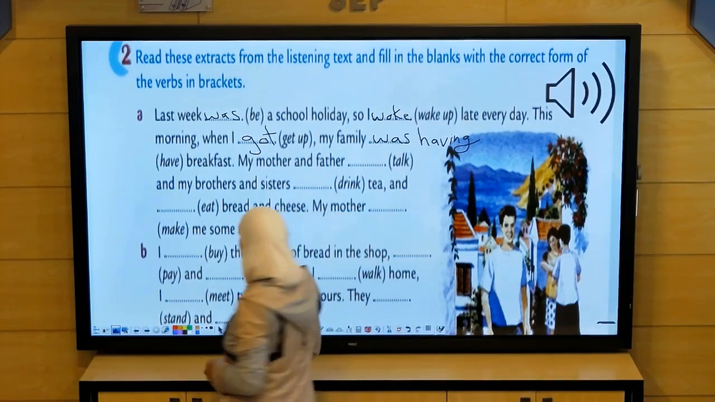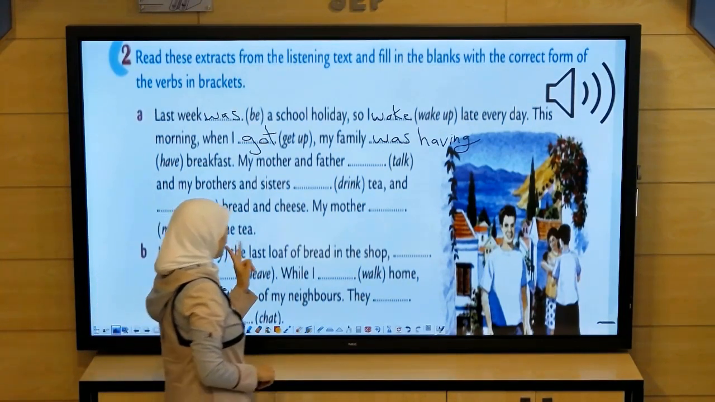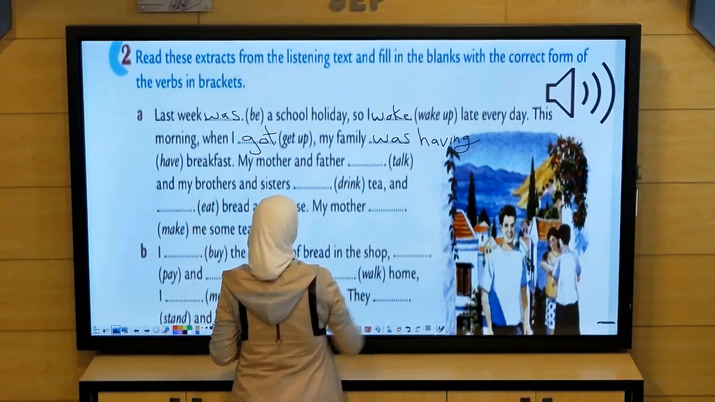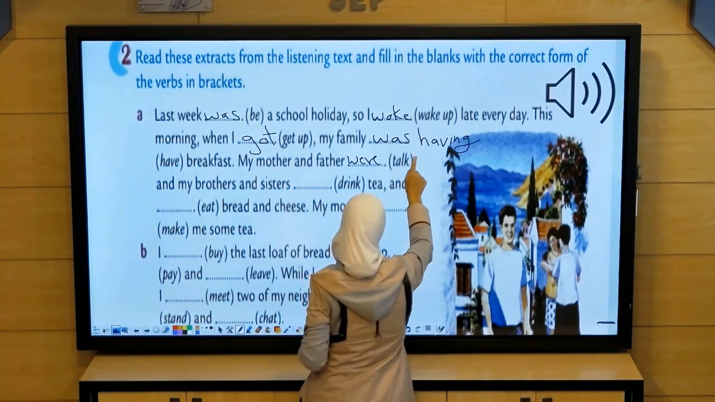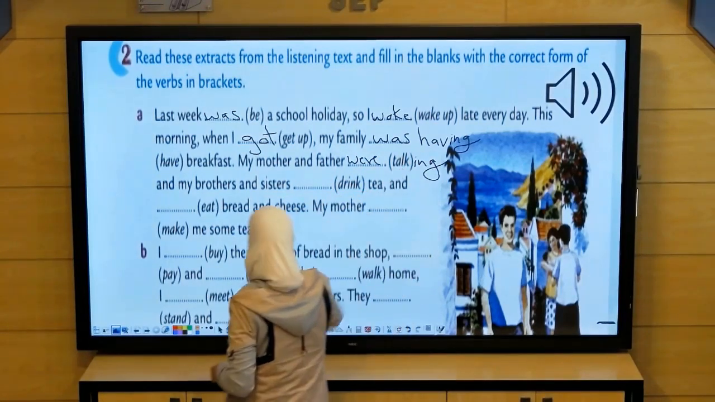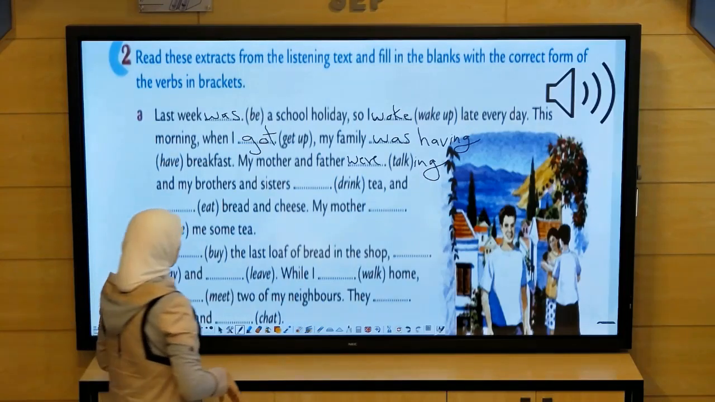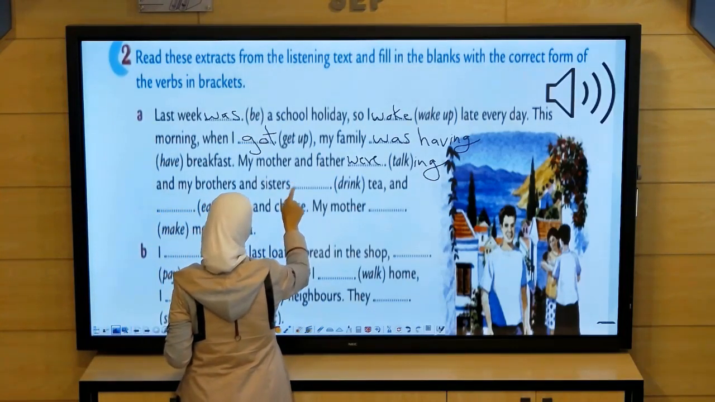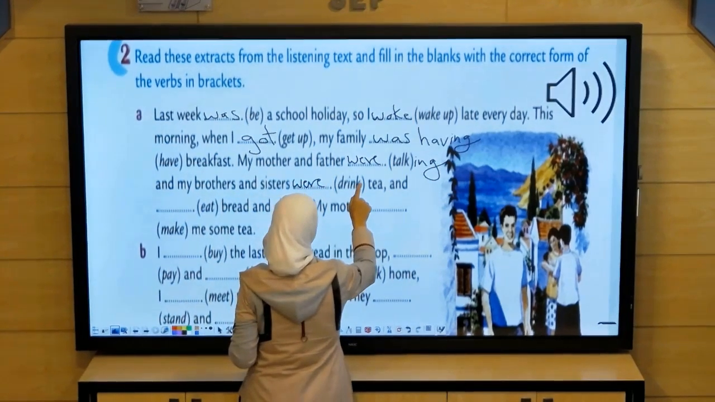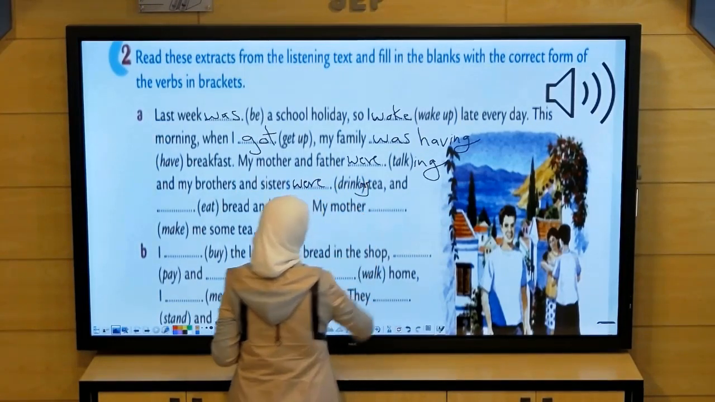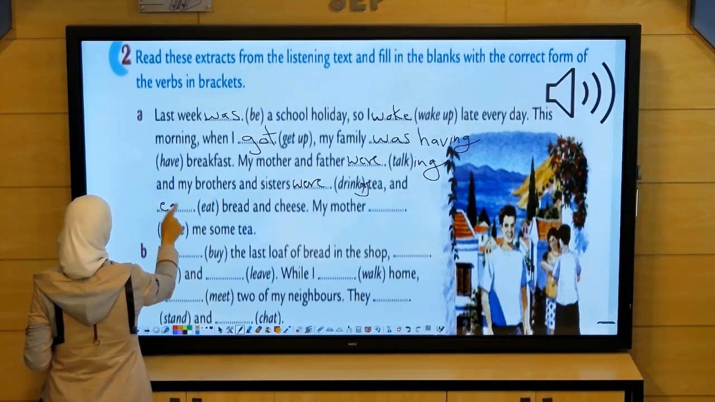My family was having breakfast. My mother and father, they are two. So we put was or were. Sure, we put were. And the main verb, talk, becomes talking. They were talking. And my brothers and sisters, also they are a group. They were or was? They were. They were drinking, also we add ing, drinking tea, and we can say were eating.